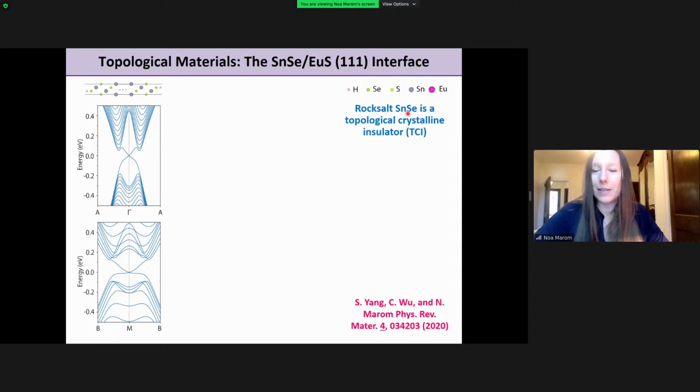Topological crystalline insulators are materials that in the bulk are just insulators with a band gap, but on the surface, so here you can see a slab model of tin selenide with surfaces. And here you can see the band structures of this model. You can see that on the surface, you get this conducting state with a Dirac point, and that's the topological surface state. The reason you get it on the surface is that it breaks the symmetry of the bulk.